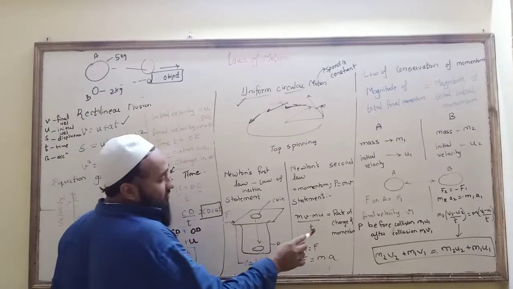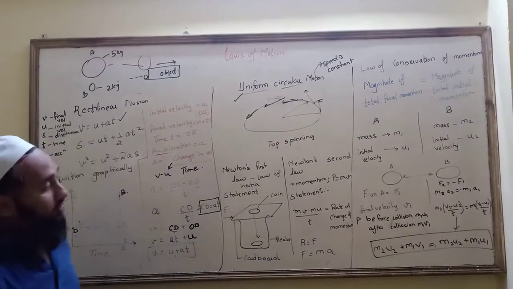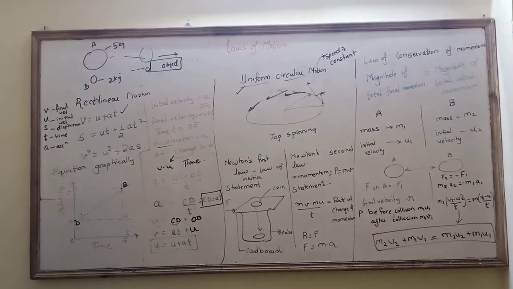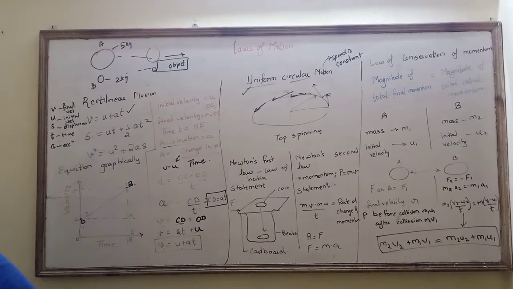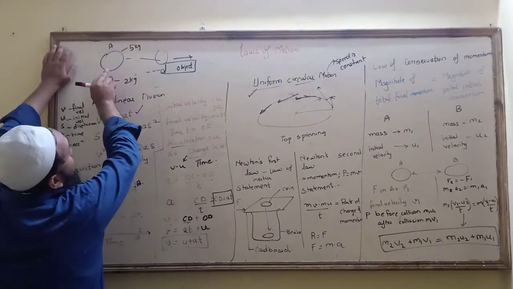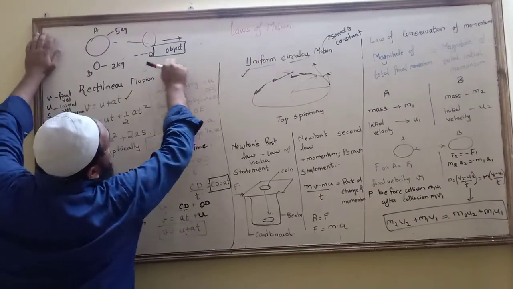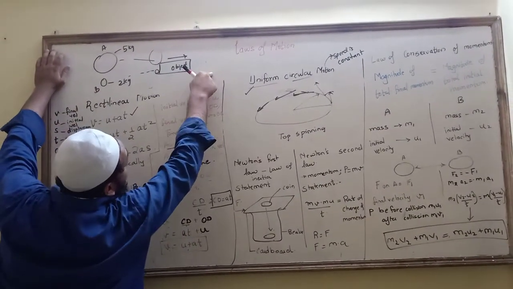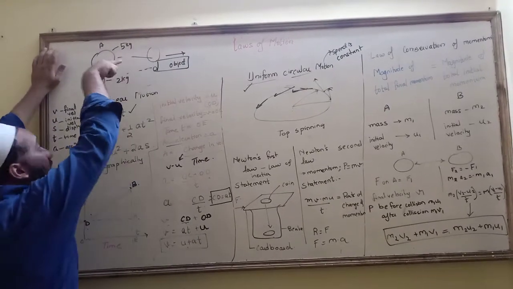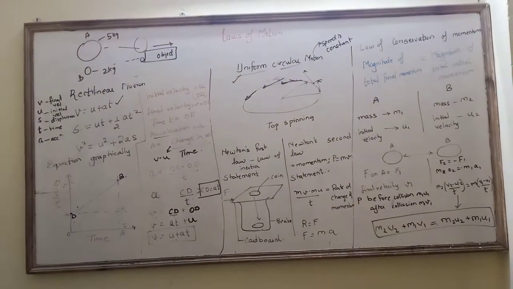So the rate of change of momentum is directly proportional to the force applied, and velocity is in the direction of force. For example, if I hit the object from here, the object will move in this direction. The velocity is in the direction of force applied. This is the second law.